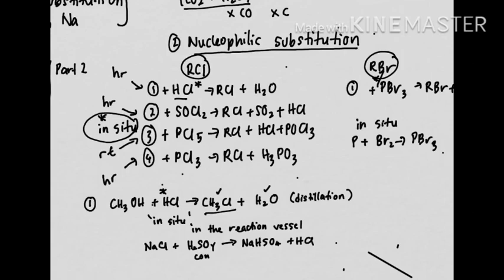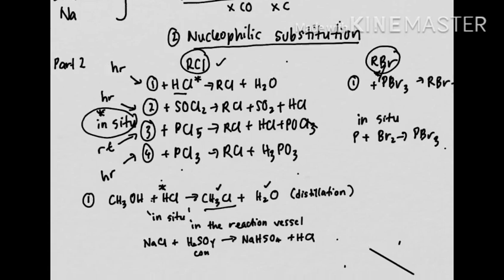Take note, we cannot use this same equation to create HBr and HI. You can have a look at group 17, because we have learned that HBr and HI will be further oxidized by concentrated sulfuric acid, so they will not remain as HBr and HI. So in this case, we are only going to stick to RCl. Therefore, we are going to use the HCl over there.